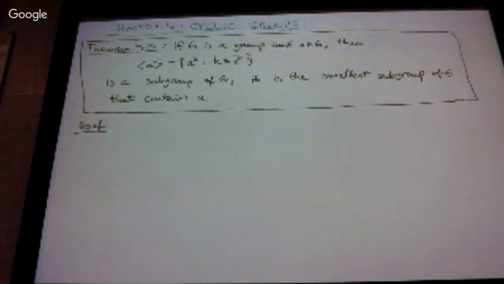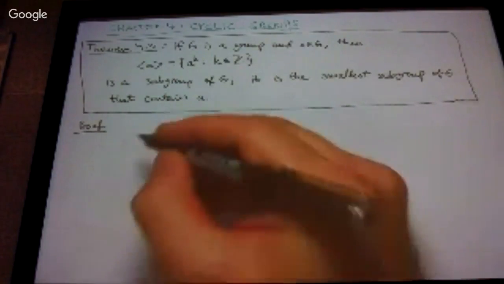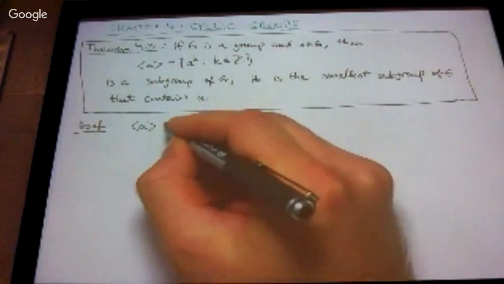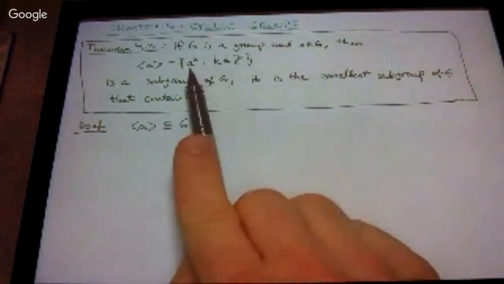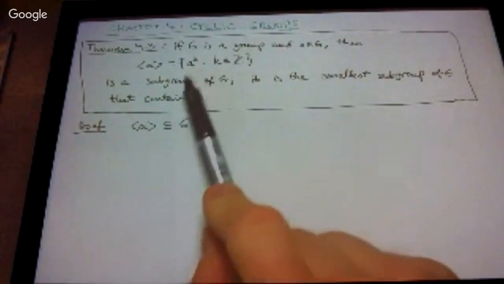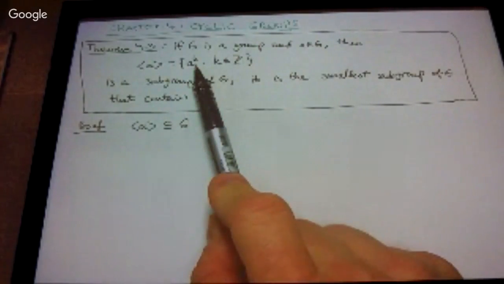So how does one prove that something is a subgroup of G? It's a group within itself, with the same operation. Yes. So to prove that it is a subgroup, first you have to say that the set generated by A is a subset of G. So anything I can generate by taking A to a certain power is still in the group G.